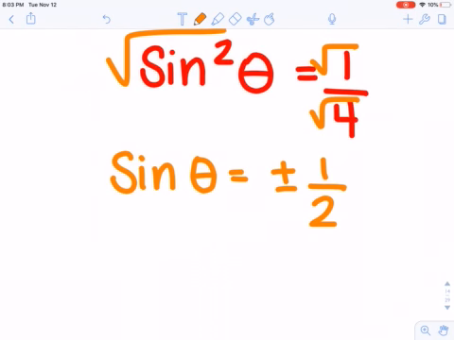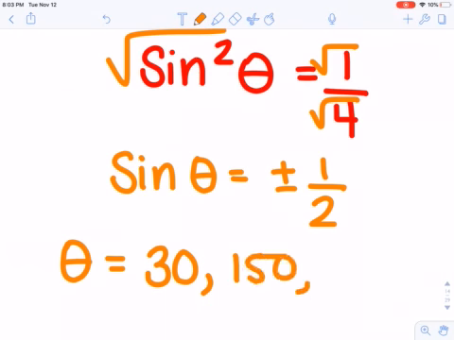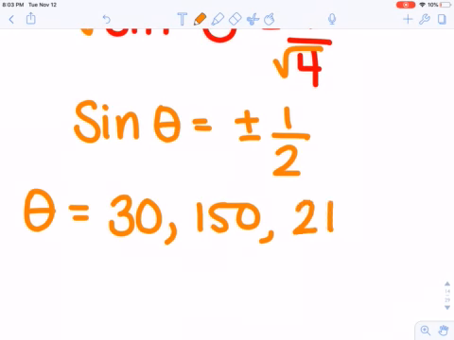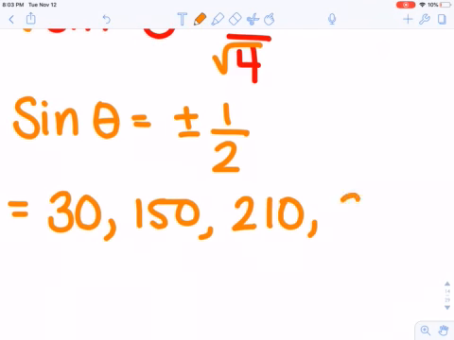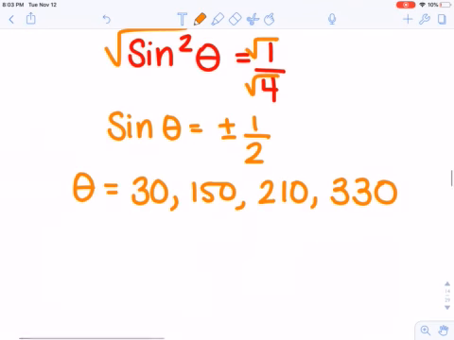So that's actually all the quadrants. There's going to be 4 answers for this one. Sine is positive 1/2 at 30. It's positive 1/2 at 150. And it's negative 1/2 at 210 and 330. So there's my answers.